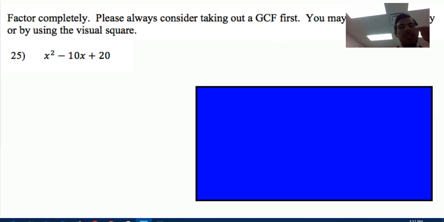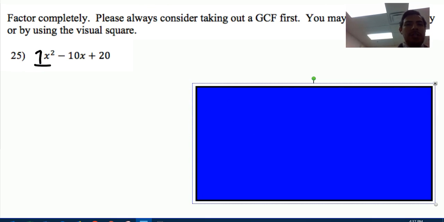Number 25. Oh, I love this problem. There's no actual number in front of the x squared; it's 1. I love when the value in front of x squared is 1. This makes my life easier. It just makes it completely easier.